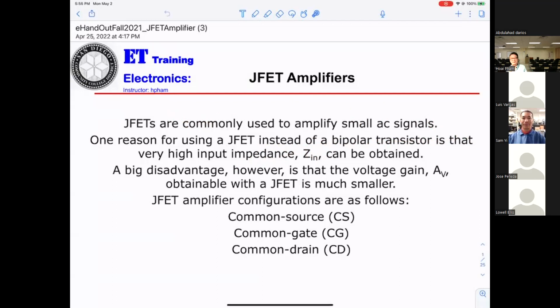Sometimes they need to deal with the input impedance. If you remember in the past for the bipolar, you can get the same thing, three different configurations: common emitter, common collector, common base.